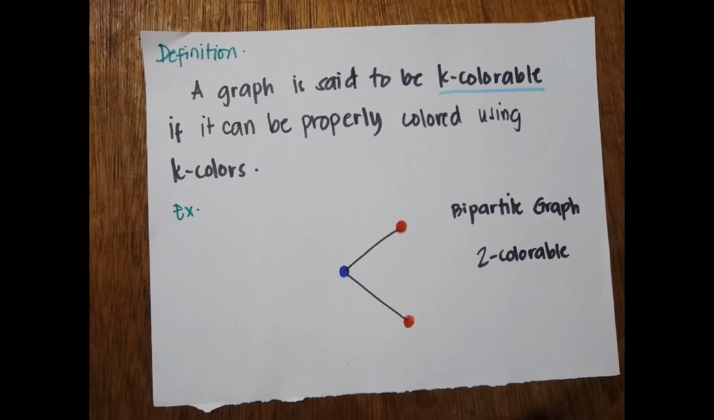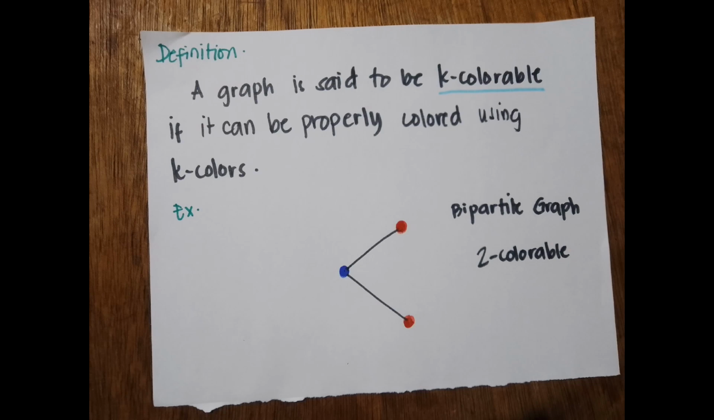A graph is said to be k-colorable if it can be properly colored using k colors. For example, this graph is a bipartite graph, and we all know that a bipartite graph is a set of graph vertices decomposed into two disjoint sets such that no two graph vertices within the same set are adjacent. So as you can see in this example, there are two sets. The first set has a vertex colored blue, and the second set has two vertices colored red.